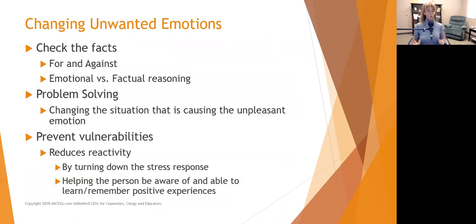When clients are coming to group and learning about a topic and about tools, it's good for them to be able to apply them immediately. So ideally, when you're presenting this information, have them apply it to something that is going on right now or happened last week. So one of the methods for dealing with emotions is check the facts.